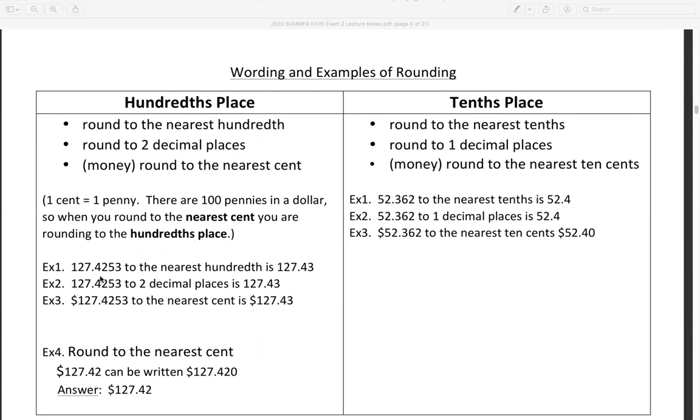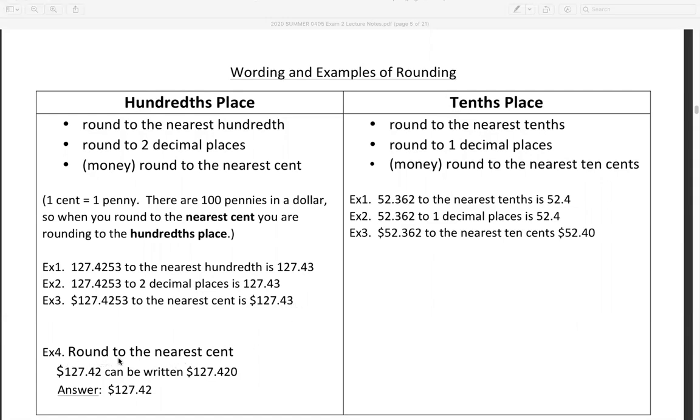So here's some examples. Here's this number rounded to the nearest hundredth. It's just going to be 127.43. Rounded to 2 decimal places, it's still going to be the same answer. And then rounded to the nearest cent, it's pretty much the same answer, except you have your dollar sign, so it means money.